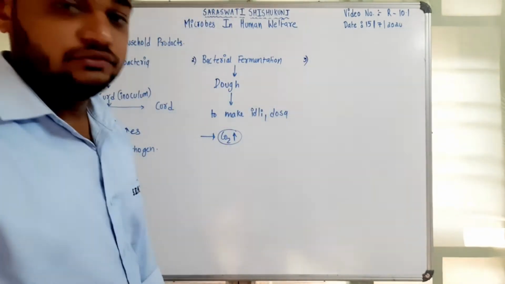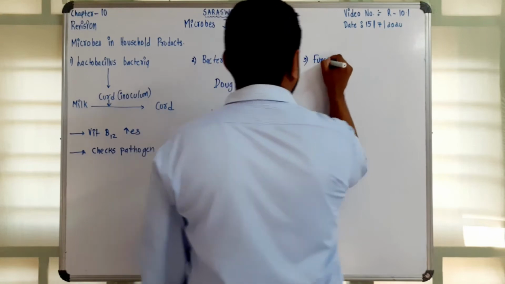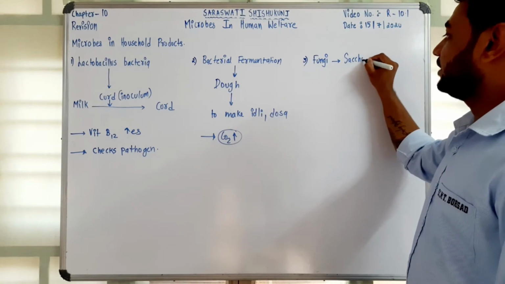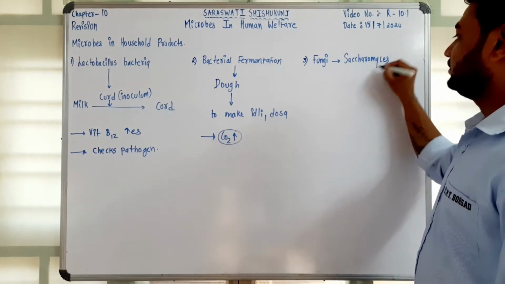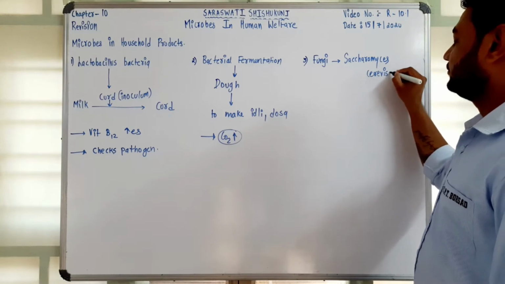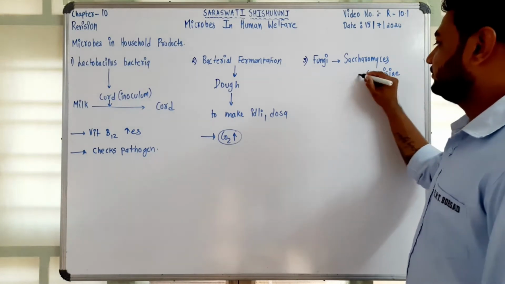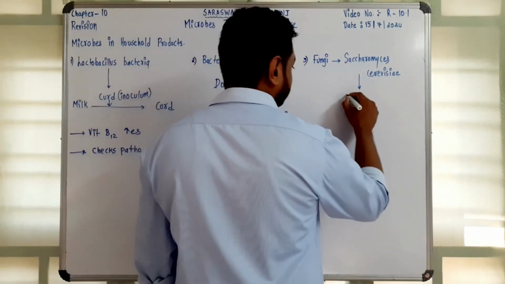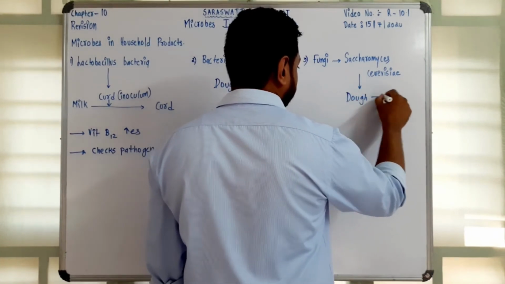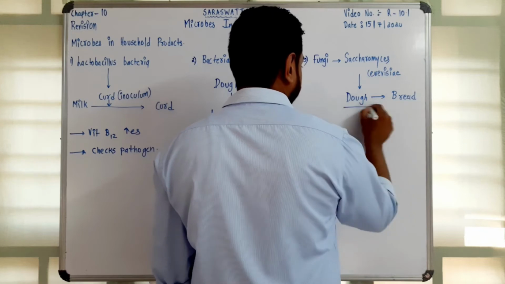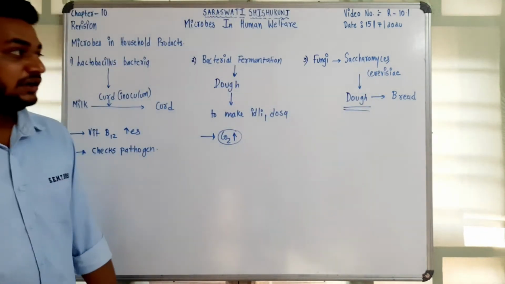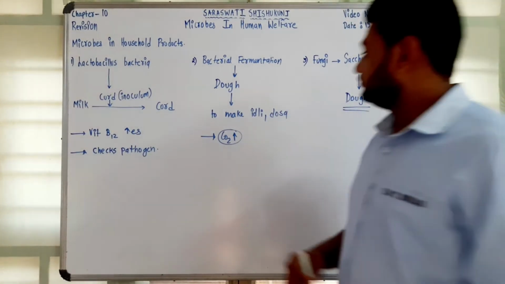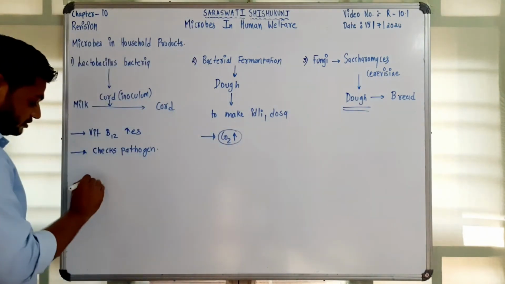Third one, talking about the third one, the use of fungi in making bakery items, right? Which fungi? That is Saccharomyces cerevisiae, right? This is used to ferment the dough for making bread, right? So this Saccharomyces cerevisiae is used for making bread. Okay.